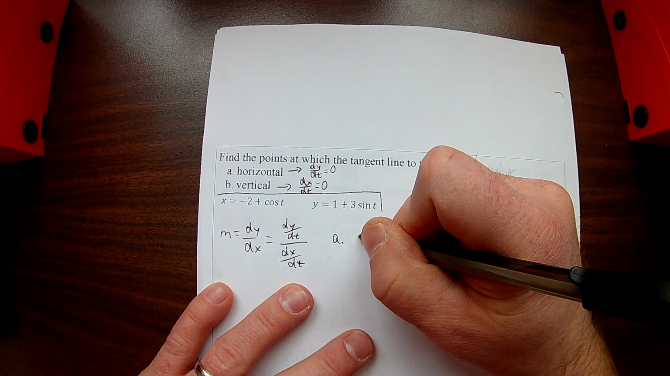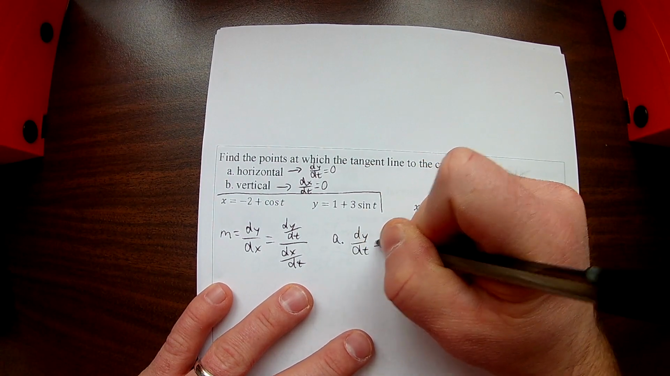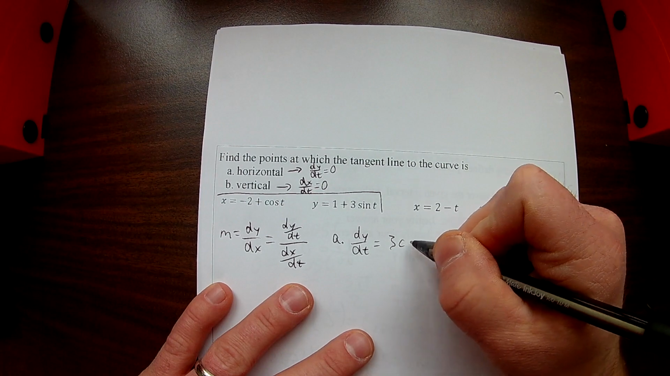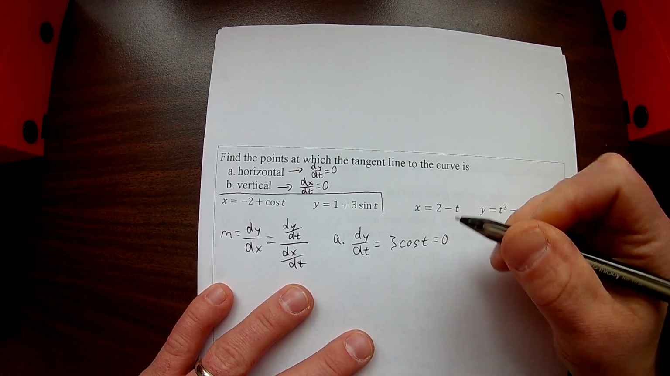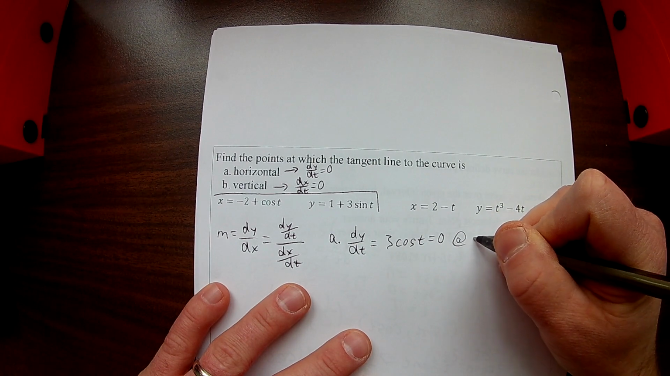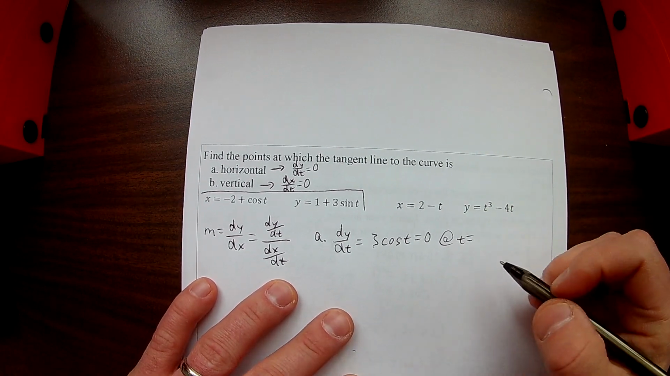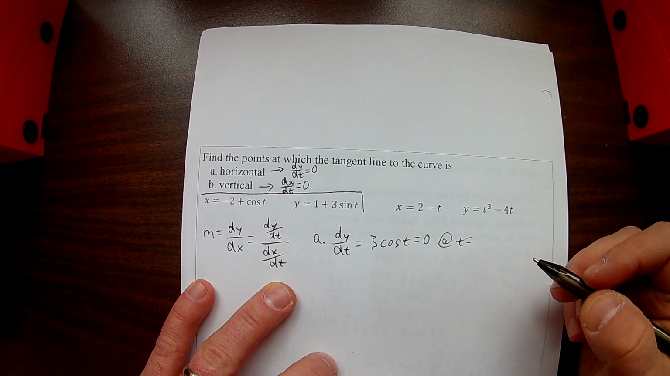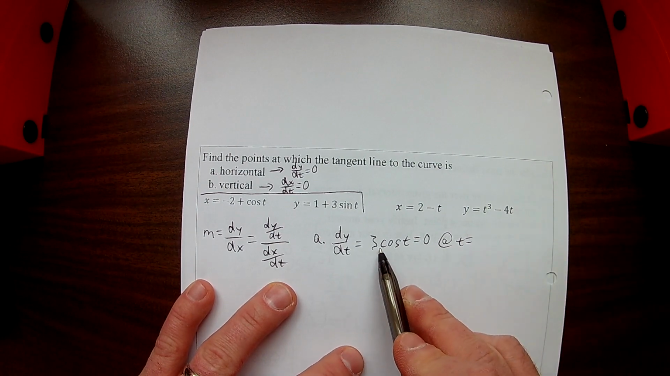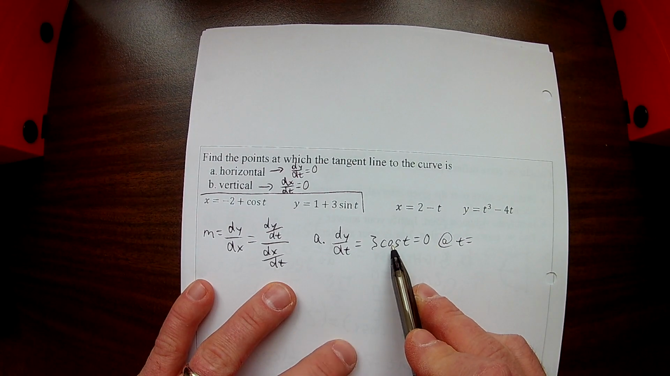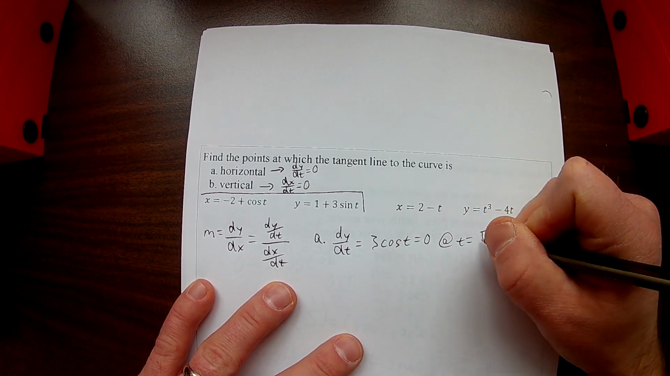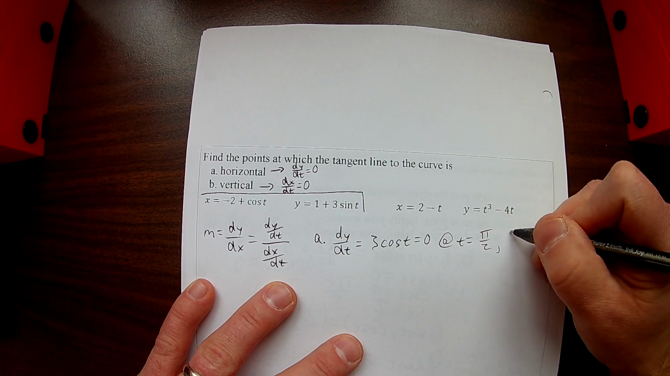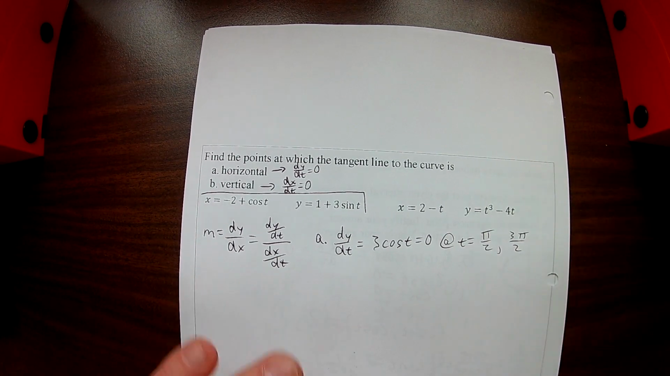dy dt equals 0. So dy dt is equal to 3 cosine of t, set that equal to 0 at t equals, and I'm just going to go through one iteration of one period of the unit circle. So looking at that, cosine is equal to 0 at pi over 2, 3 pi over 2. And really, I would want to find points at which the horizontal tangent lines occur.